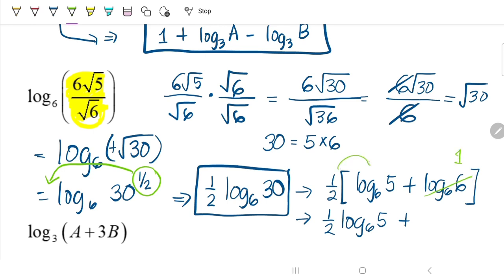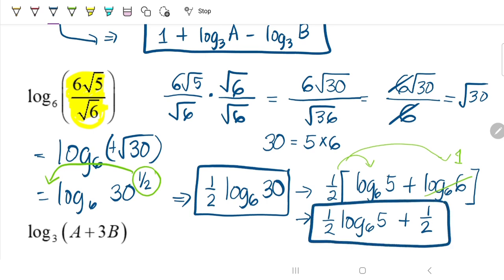So by distributing 1 half, so 1 half times 1 is 1 half. So may 1 half tayo dito. So again, you could have this as our final answer, or if you want, you could also have this one. Okay?